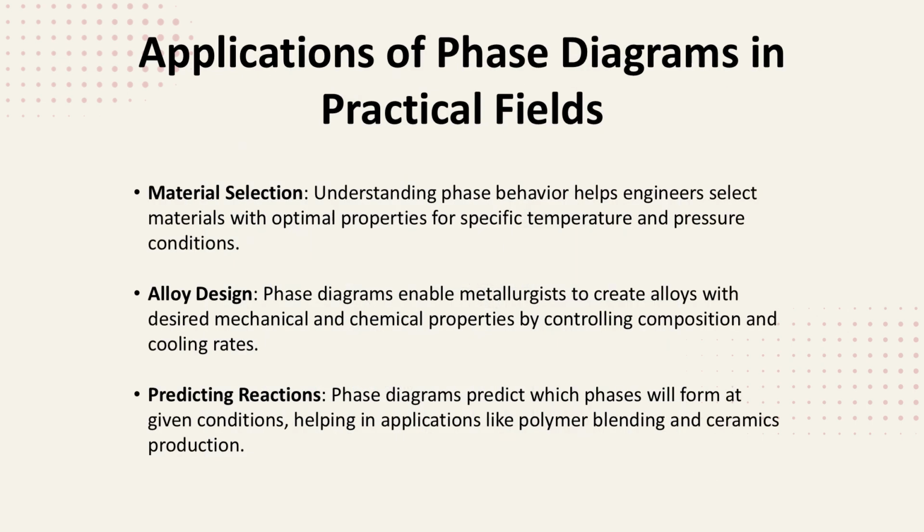Phase diagrams have practical applications in material selection. Engineers use phase behavior to choose materials for specific temperatures and pressures. Alloy design: metallurgists create alloys with targeted properties by controlling composition and cooling rates. Predicting reactions: phase diagrams predict which phases will form under specific conditions, essential in fields like polymer blending and ceramics.